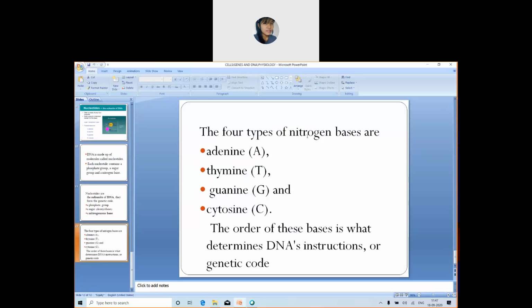Okay, this one. Can you see it, Aseng? Yes, ma'am. These are the 4 nitrogenous bases: adenine, capital letter A, thymine, capital letter T, guanine, capital letter G, and cytosine, capital letter C. So these are the 4 types of nitrogenous base. Okay, are you clear now? Did you remember? Yes, ma'am.